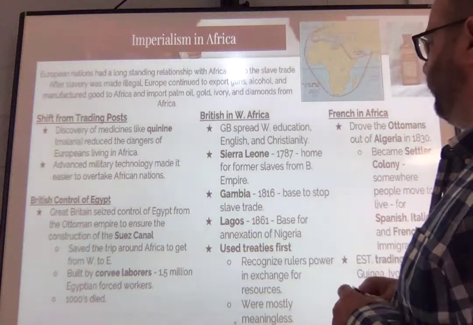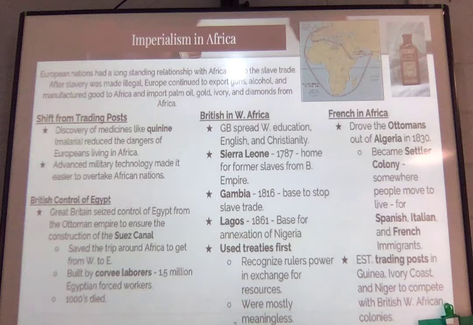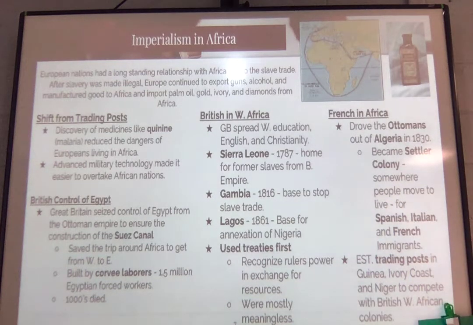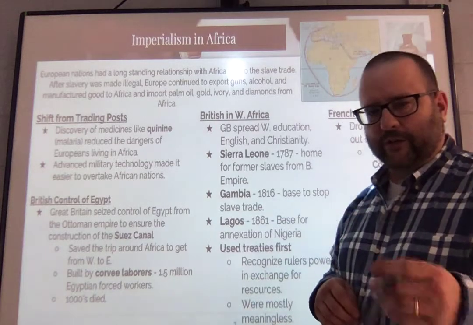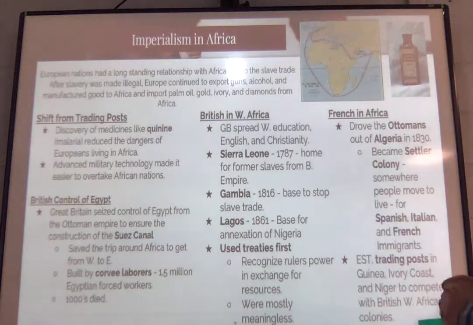The British in West Africa, they spread Western education, English, and Christianity. That's an interesting thing to try to do in the Islamic world at that time. Sierra Leone, which you might remember a couple years ago we were getting all those robocalls from Sierra Leone. Well, here's Sierra Leone. It's home for former slaves from the British Empire. If you have a map out, you could look at where some of these are. I don't have a good one up right now.